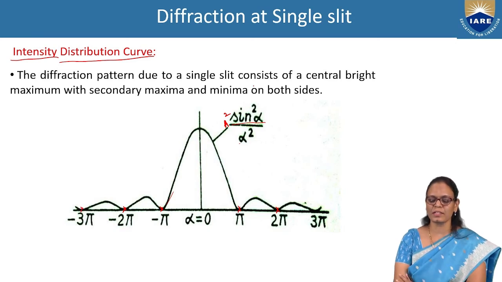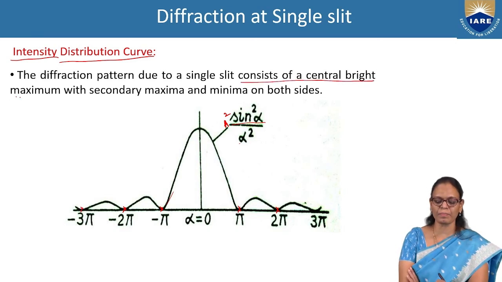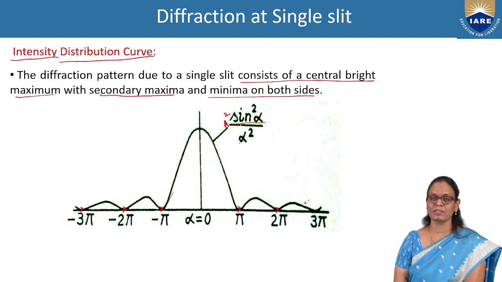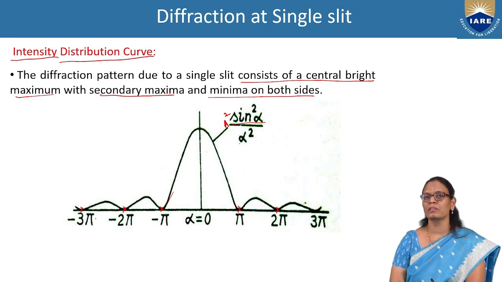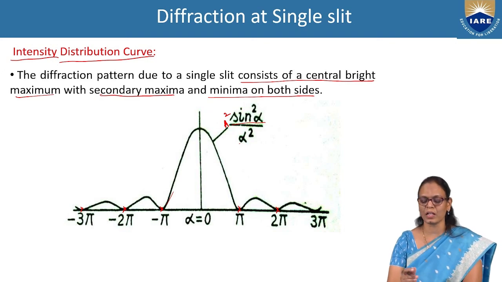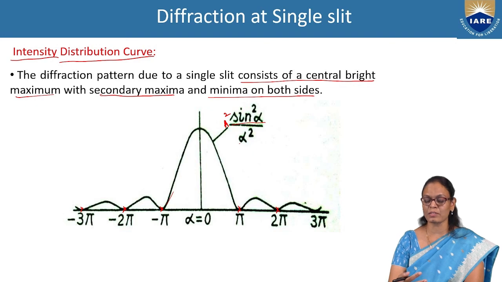So the diffraction consists of a central bright maxima with secondary maxima and minima on both the sides. On both the sides, means for plus or minus pi, 2 pi, 3 pi, we are having the minima, and in between for 3 pi by 2, 5 pi by 2 and so on, we are having the secondary maxima. Means here also the energy is getting distributed and the conservation of energy is followed. Wherever there is maximum, it is taken from minimum.